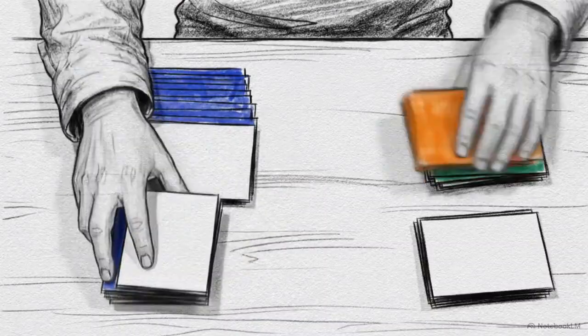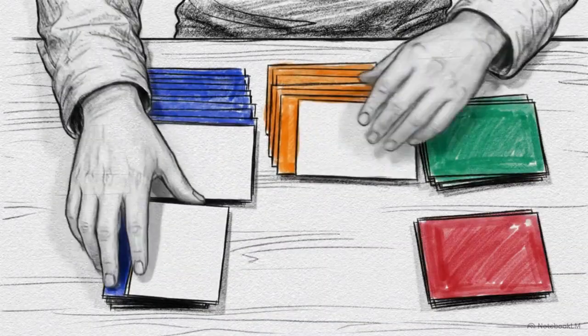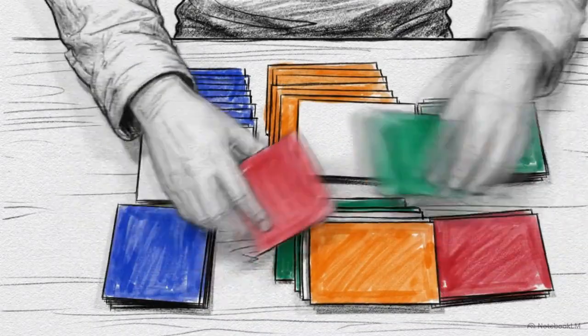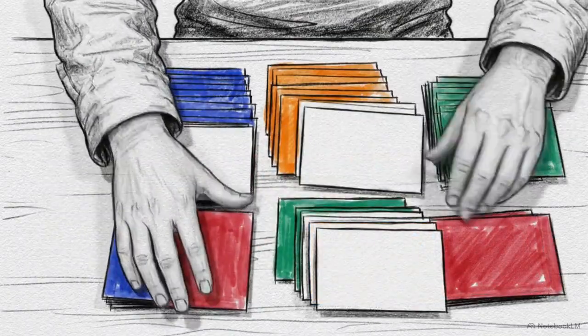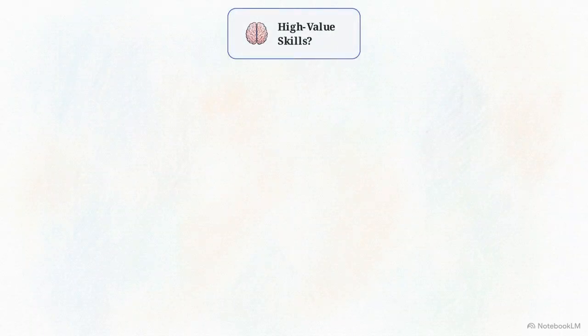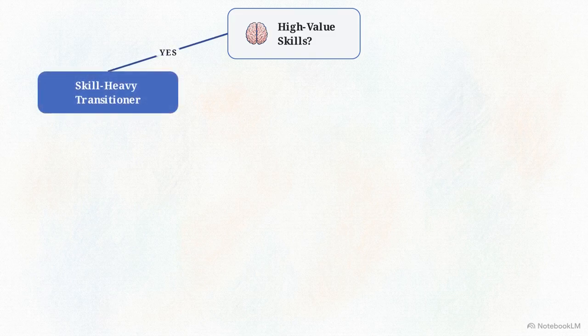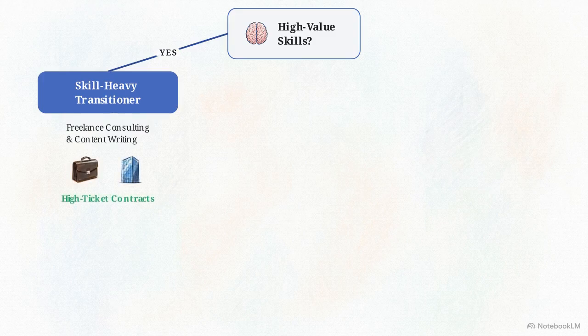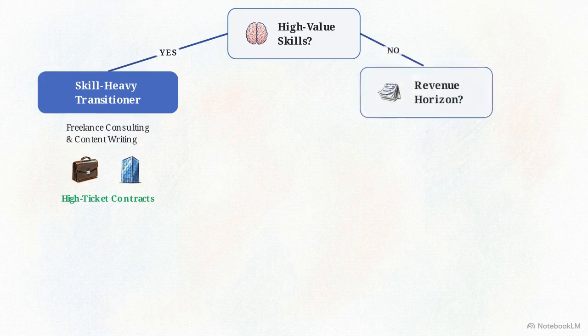Now we have to move from the business models to your specific profile. How do you actually make a final selection? This decision tree acts as a diagnostic framework. It starts at Node 1, looking at your existing advantages. Do you have an existing high-value professional skill? If you answer yes, you are a skill-heavy transitioner. Your immediate focus should be freelance consulting or specialized content writing. You must focus entirely on extracting and monetizing the authority you already possess to secure high-ticket contracts.